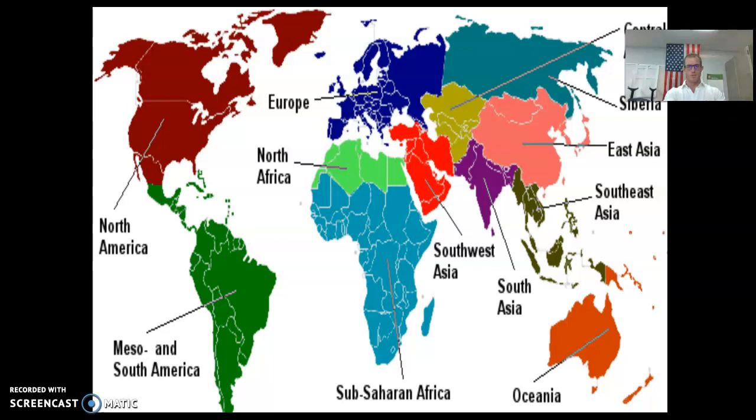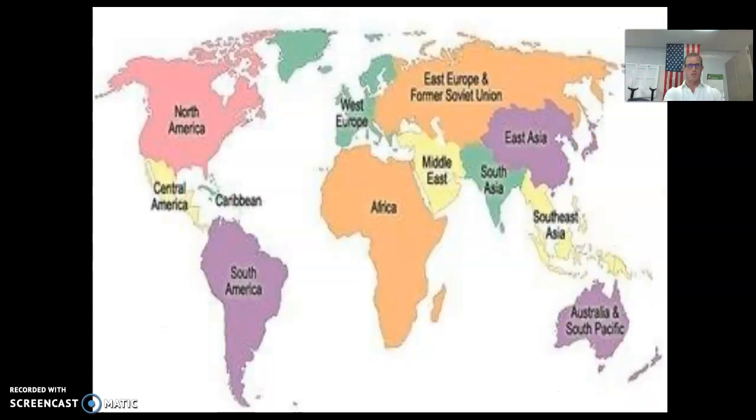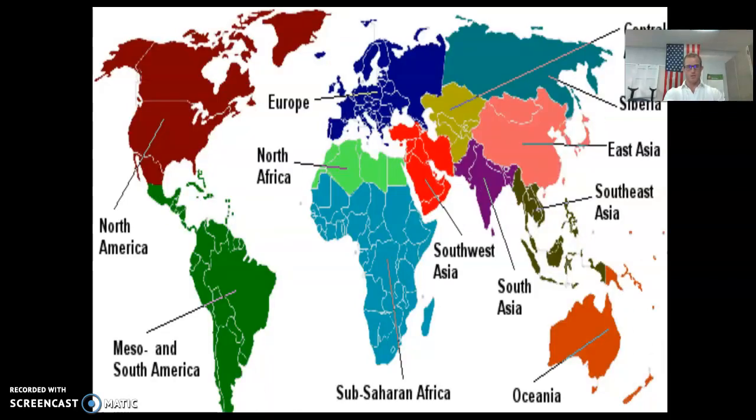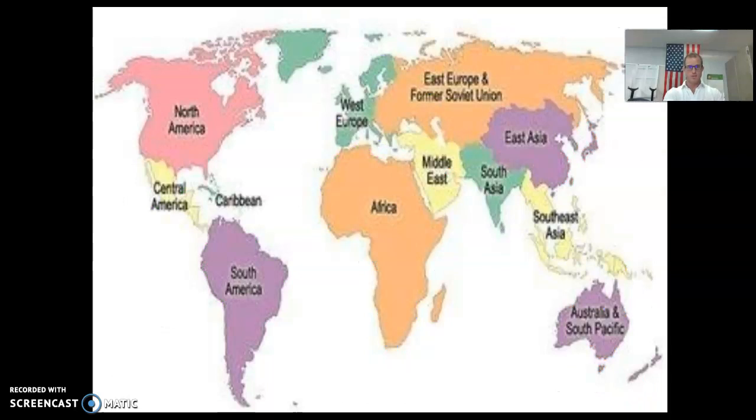And here are some world regions. Obviously, we're in North America. You have Meso and South America, Sub-Saharan Africa, Northern Africa, Europe, and so on and so forth, as you can see with this map. These are different global regions. Here are some more global regions. Central America is considered a region, Southeast Asia, South Asia, and so on and so forth.